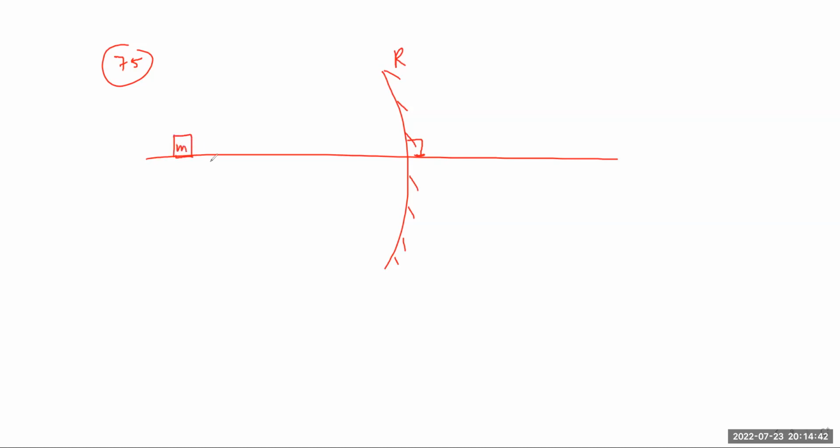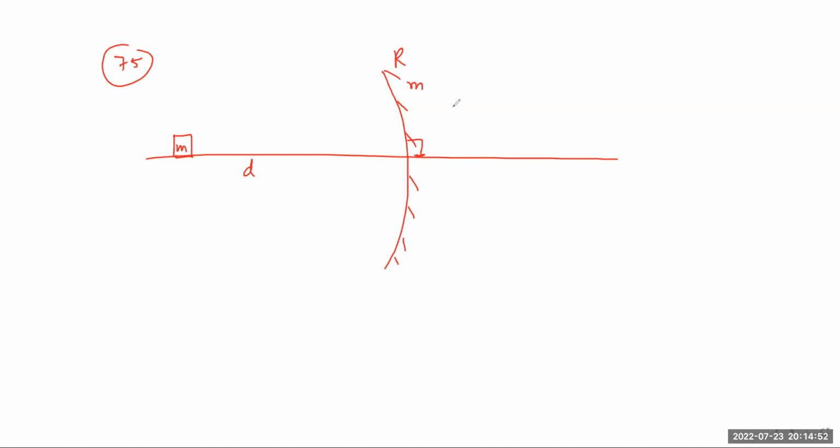75. A small block of mass M and a concave mirror of radius R fitted with a stand, okay, something like this, stand on a smooth horizontal table with separation D between them. That's fine. The mirror together with its stand has a mass M. So the mass is equal.